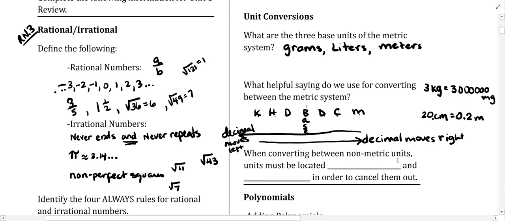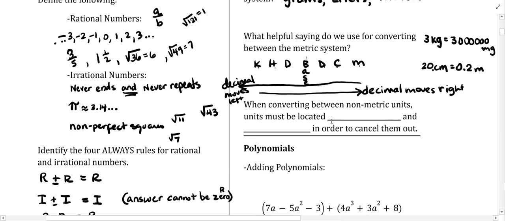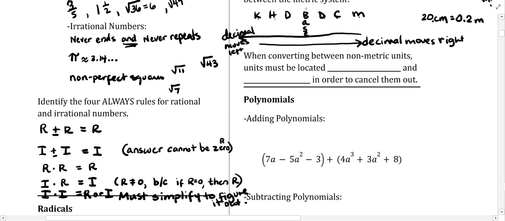When converting between non-metric units, units must be located across from each other, numerator and denominator, in order to cancel them out.